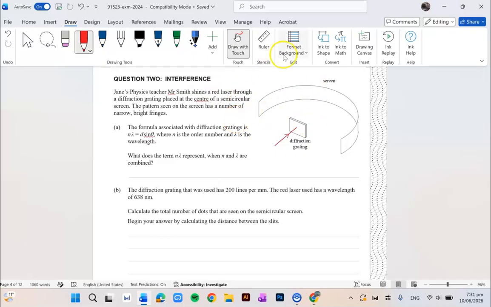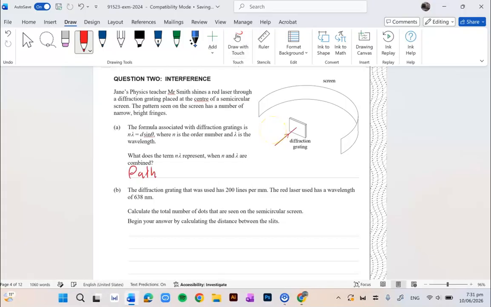So the formula associated with diffraction gratings is this. Question A asks us, what does the term N wavelength represent when N and wavelength are combined? Okay, so this actually is the path difference. It is something you need to know and probably memorize.